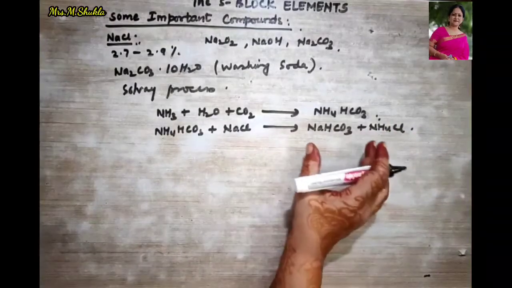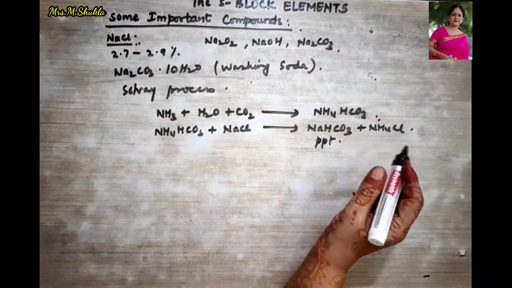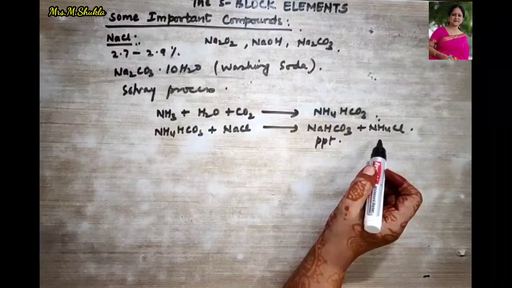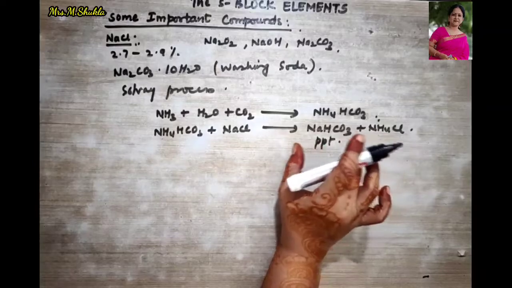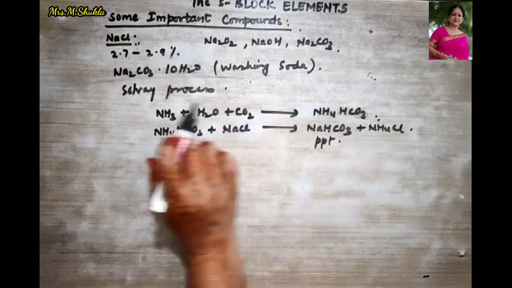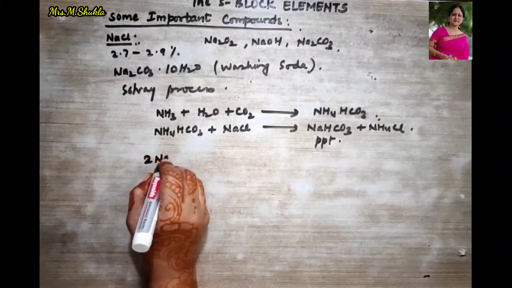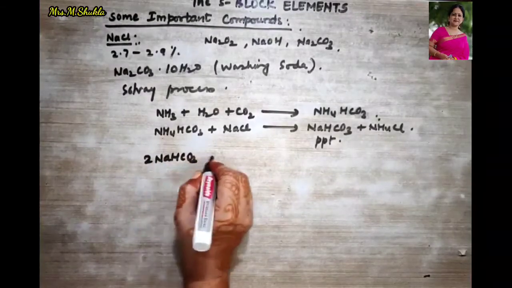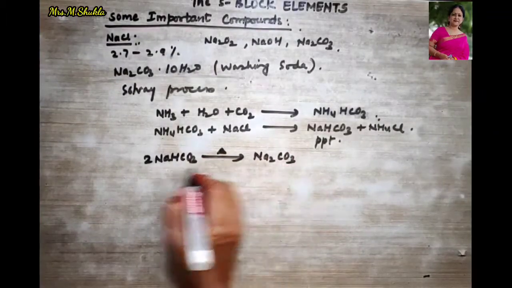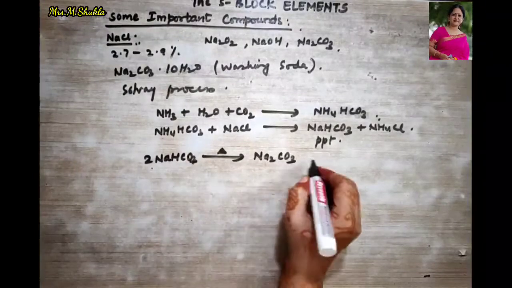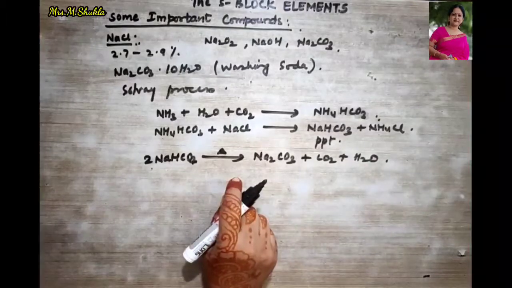Now the precipitate of NaHCO3 is separated out, while NH4Cl remains in the solution, right? Now the precipitate is heated and this will give us Na2CO3. So 2NaHCO3, when it is heated, as I said, is going to give you sodium carbonate. It's a carbonate, so carbon dioxide is also going to form and water will be given out, right?